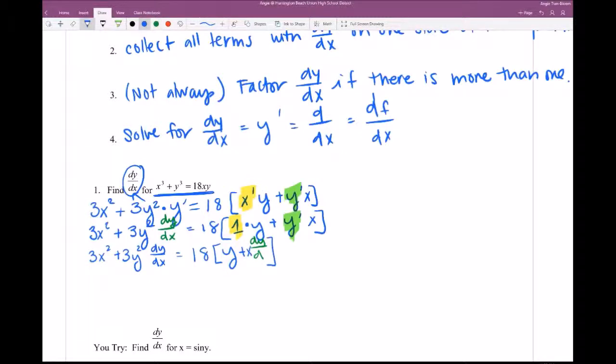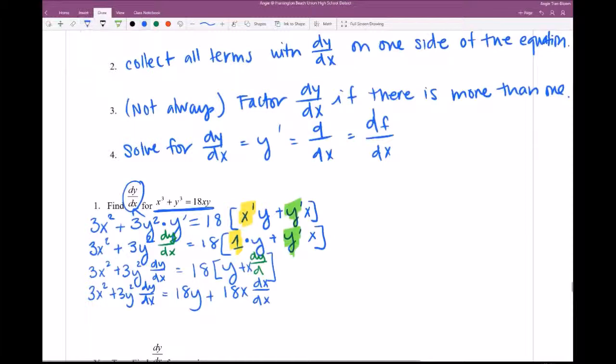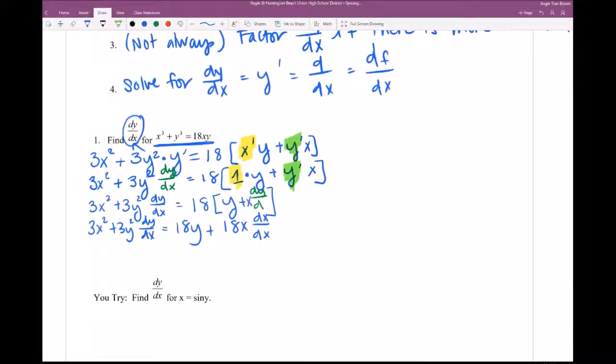Okay, so from here, I will distribute the 18. So 3x squared plus 3y squared dy dx equals 18y plus 18x dy dx. And strategy number 2 says, hey, collect all terms with dy dx on one side. So you can decide, you can move it to the right, you can move it to the left. It doesn't matter, you have to pick one. So I'm moving this over here, and then I'm moving the dy dx over here, okay?